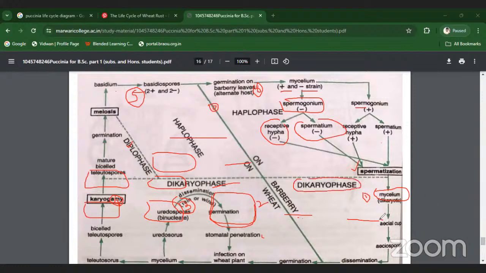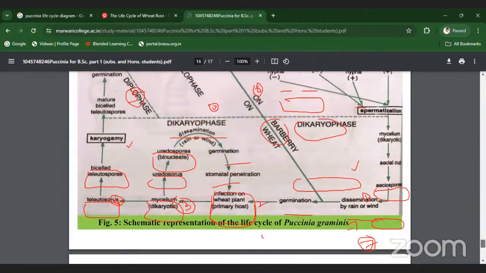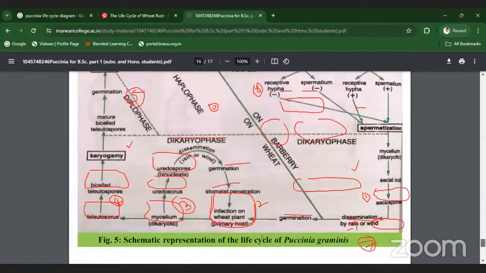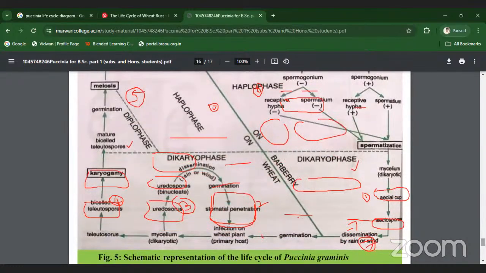In the dikaryotic mycelium, the aecial cup forms. Seventh, aeciospore formation. The final aeciospore is formed, right? Actually, we started the class with aeciospores, and again form the aeciospore. We end with aeciospore. That is the life cycle.